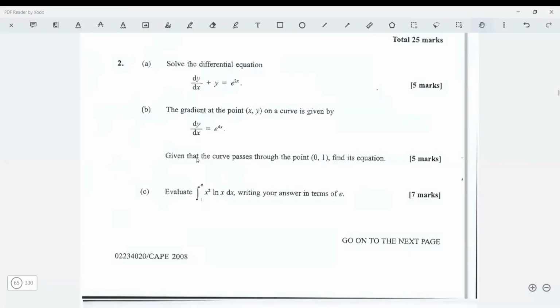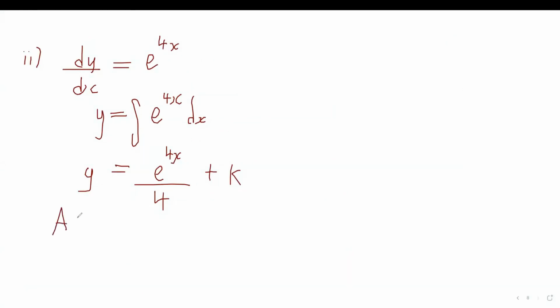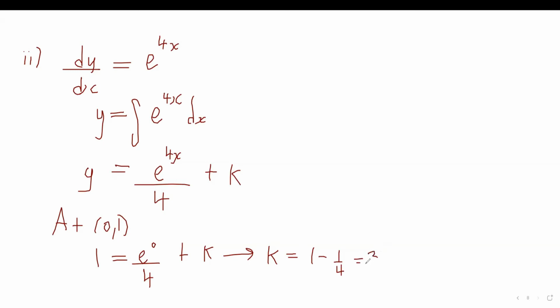Now we need to find k, but then they tell us that the curve passes through (0, 1). So at (0, 1), y is 1. So 1 is equal to e to the 0, which is 1, so that's 1 over 4, plus some constant k. That implies that k is actually equal to 1 minus a quarter.